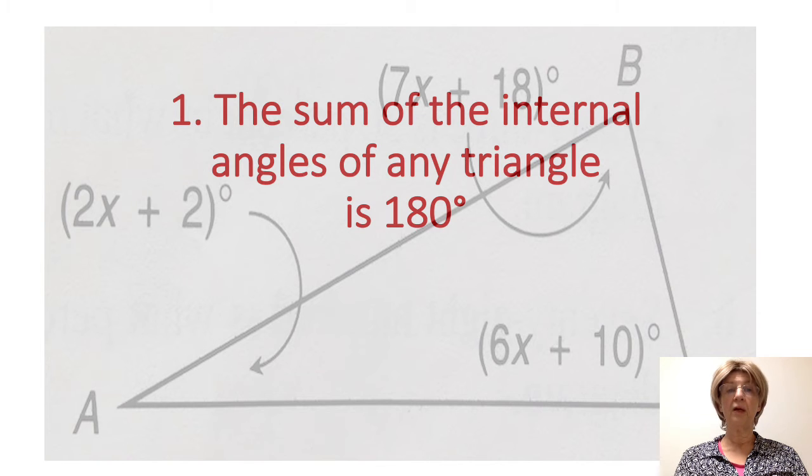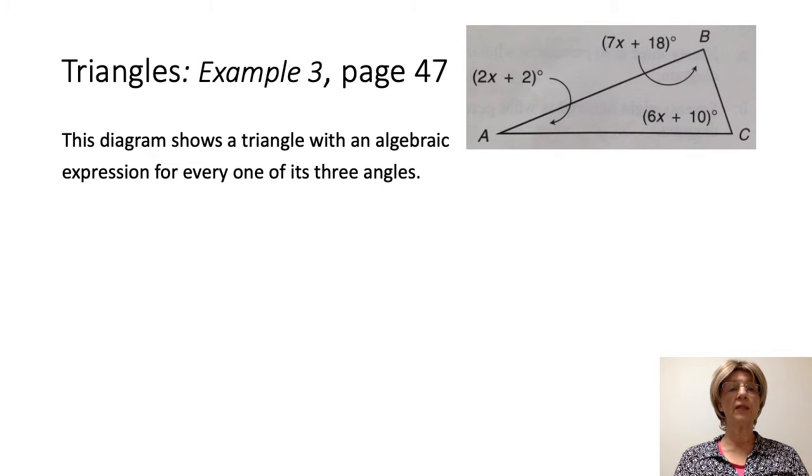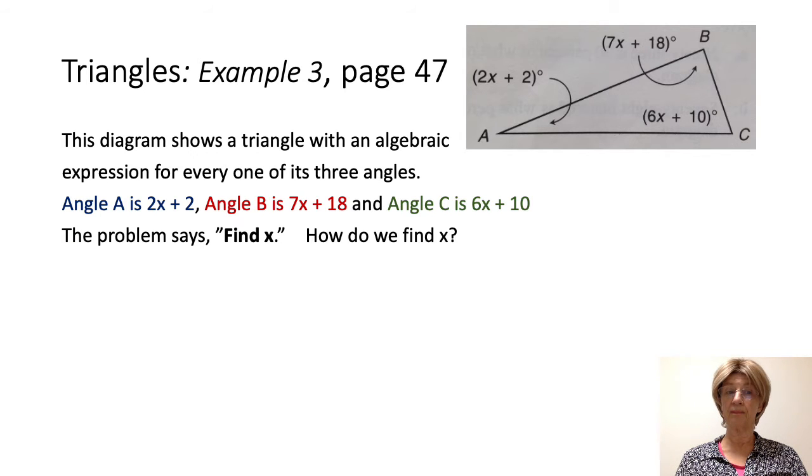Number 1. The sum of the internal angles of any triangle is 180 degrees. Triangles. Example 3, page 47. This diagram shows a triangle with an algebraic expression for every one of its three angles. Angle A is 2x plus 2, angle B is 7x plus 18, and angle C is 6x plus 10. The problem says find x.